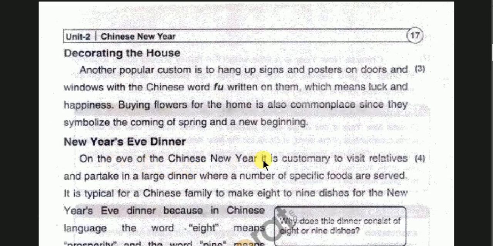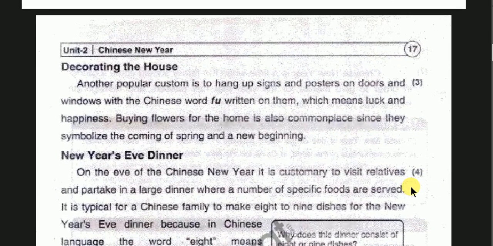On the eve of the Chinese New Year's, on the occasions of Chinese New Year, it is customary to visit relatives and partake in a large dinner where a number of specific foods are served. The students, on this eve, on these occasions, Chinese people have a custom. It is customary mean they have a custom that they go to their relatives' house, they visit their relatives and partake in a large dinner where a number of specified foods are served. They cook many kinds of dishes, many foods, and all people gather there and they enjoy their dinner.